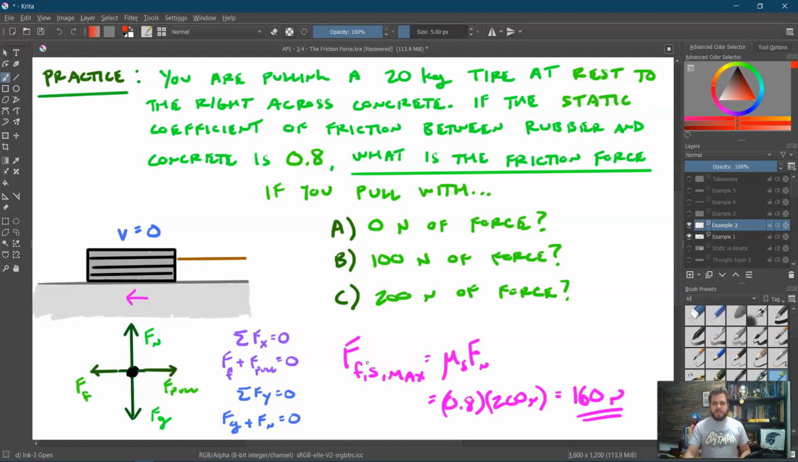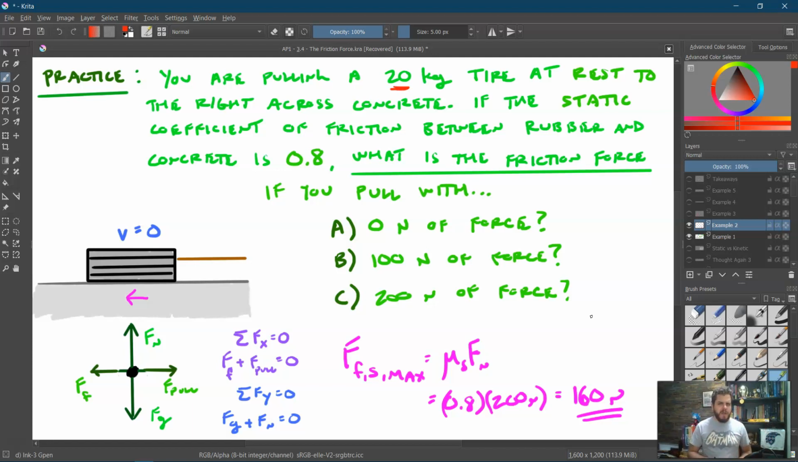And if we look at this, the maximum static friction force, the maximum that static friction can be while we're keeping the tire at rest, would be the coefficient of static friction, 0.8, times the normal force, which we previously calculated was 200 newtons, which makes sense because Fg would be 20 times 10, or 200. The normal force balances that. So we multiply these two together, and we get a static friction force of 160 newtons to the left. That would be its maximum value. So the static friction force can go anywhere from 0 to 160.